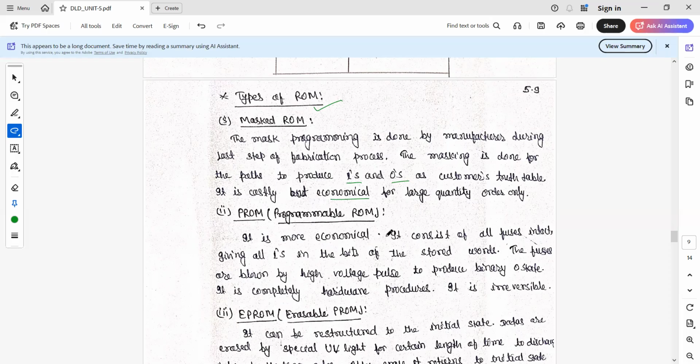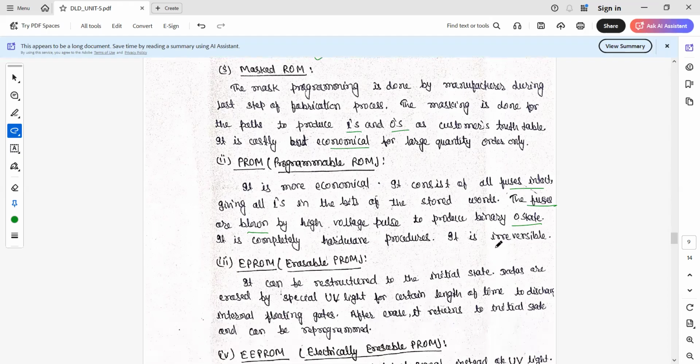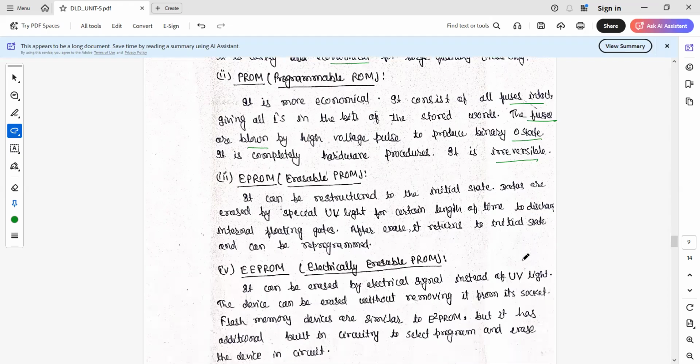Second type is the PROM, that is the programmable ROM. So again, this is completely hardware based. When the fuse is intact, it gives all ones stored. And when the fuse is blown, meaning we supply a high voltage, then the fuse will burn. That represents the zero state. So it is completely hardware based and it is irreversible.